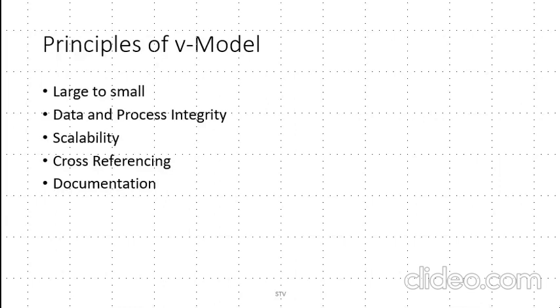So, the principles of the V model. There are some principles for the V model: large to small, data and process integrity, scalability, cross-referencing, and documentation. So what are these things? Large to small means that in the V model, testing is done in a hierarchical way. It means we have some levels.